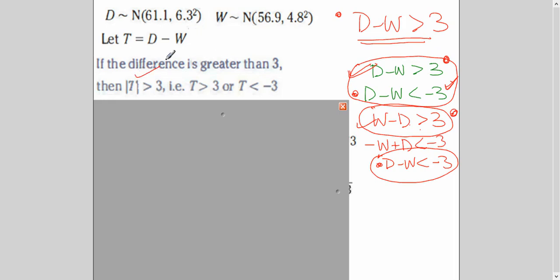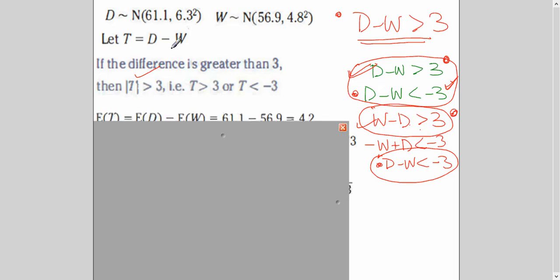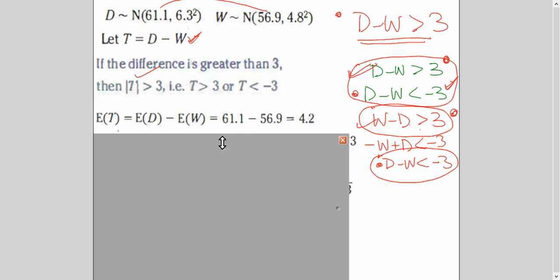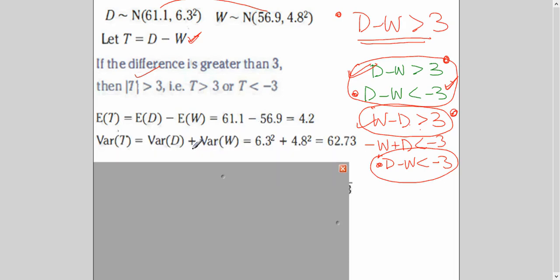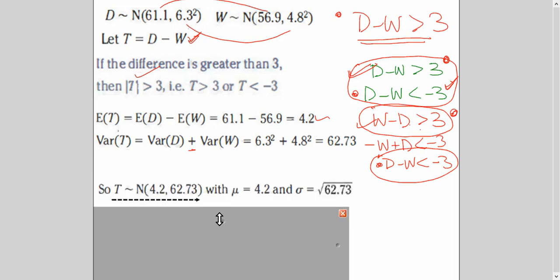The difference is greater than 3. Okay, so now let's see. We have to find out this distribution now, first of all, d minus w, which I'm calling t. Because in difference, the mean we subtract, as we have seen in the previous example in the formula. So we are simply subtracting the mean, but variance we add up. Remember, I told you even if it is a case of difference, we add the variance. So we are adding these two variances. So we got the new distribution for t, which is 4.2 and 62.73.